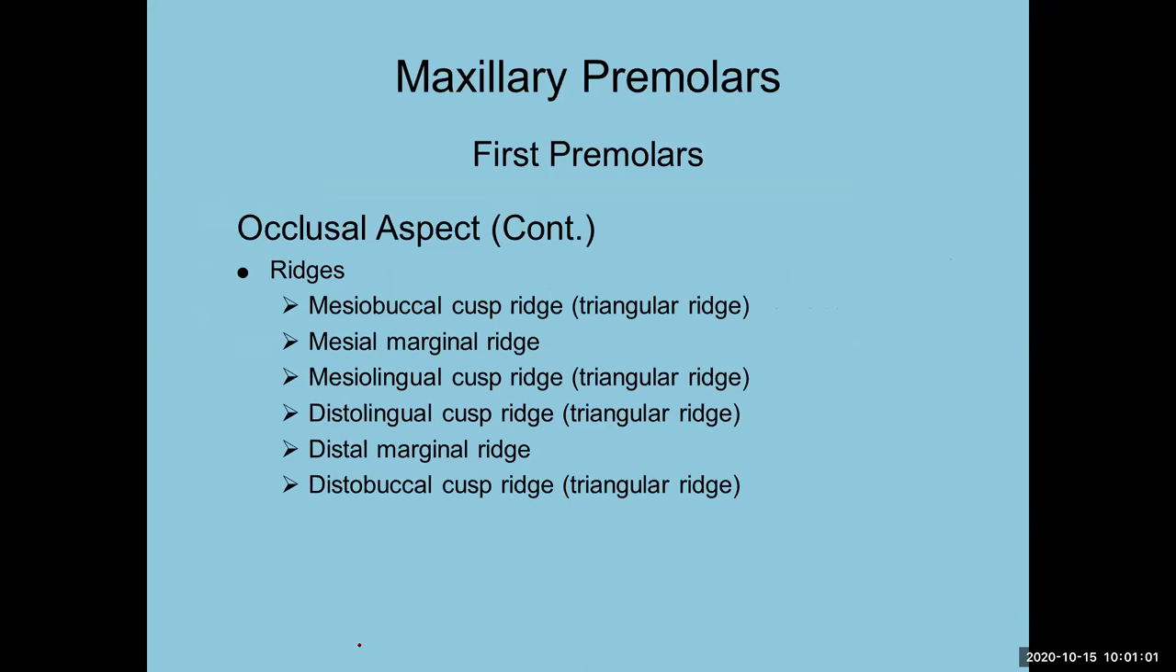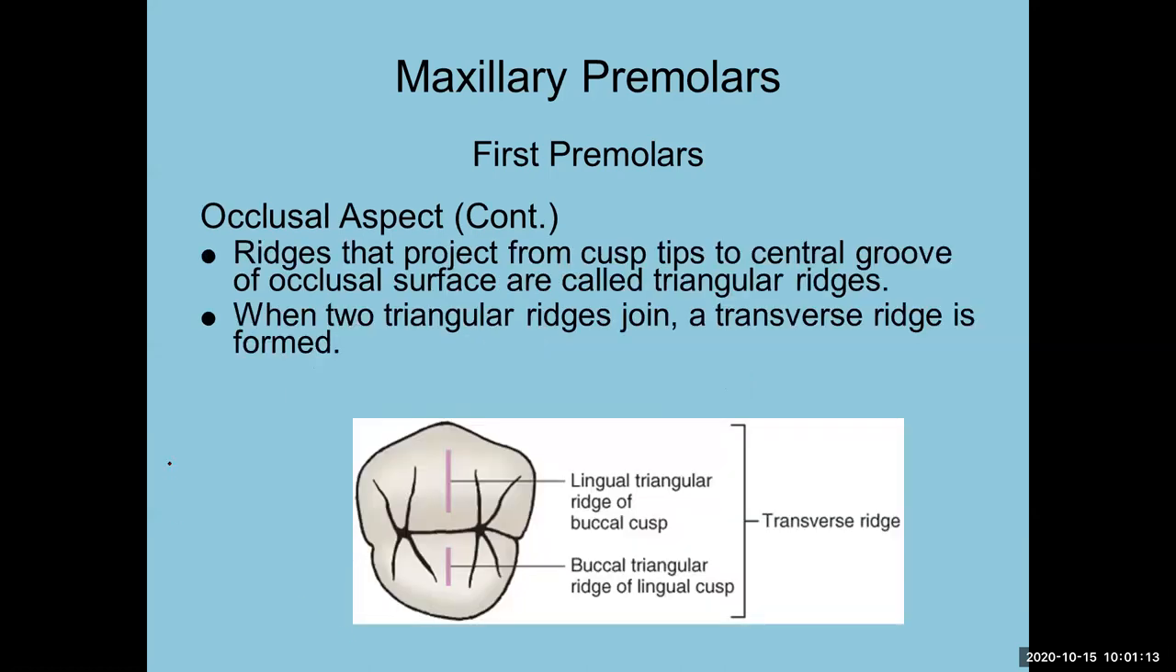And they're labeled mesiobuccal, mesiolingual, distolingual, distobuccal. Okay, so you're dividing the tooth up. So this is the buccal, and the lingual, and the mesial, and the distal, and those ridges. This is a ridge here, and this is a ridge. This is the mesiolingual ridge. This is the mesiobuccal ridge, the distobuccal ridge. Those ridges form the cusp tip.